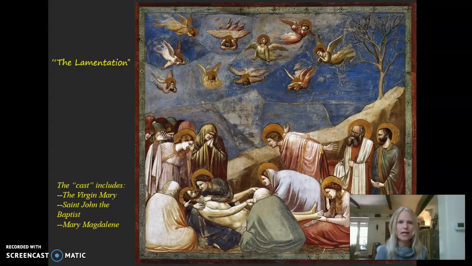But what I say kind of tongue in cheek is that the cast includes the Virgin Mary, his mother, St. John the Baptist, and another famous Mary, Mary Magdalene, who you might know her story as well, who deeply loved Christ so much. And she was sort of a fallen woman, right, a prostitute who was reformed by her adoration of Jesus. Unrequited, by the way. But there are other people there as well.